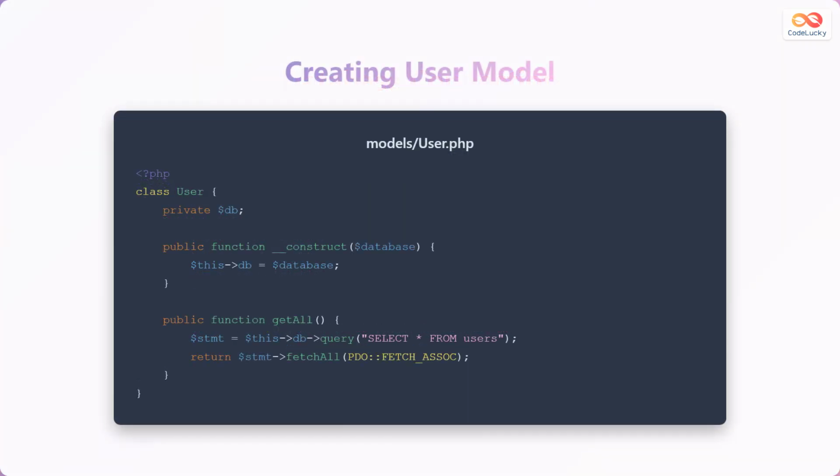Here is the code for creating a user model in the models/user.php file. Create a class named user. Inside the user class, define a private variable to hold the database connection. Create a constructor function that takes a database connection as a parameter and assigns it to the private database variable. Create a function named getAll that queries the database to select all users from the users table. Finally, return all the results using fetchAll method.